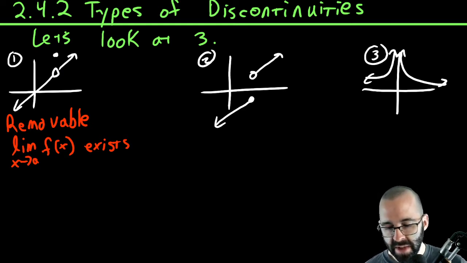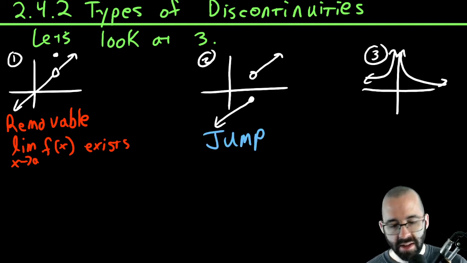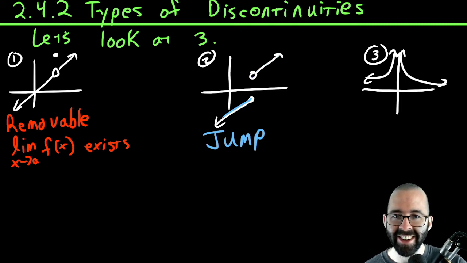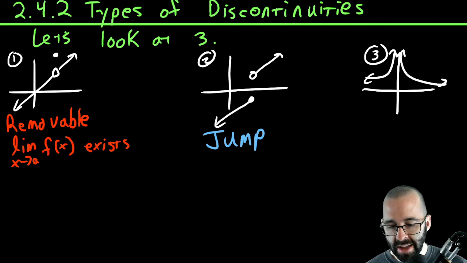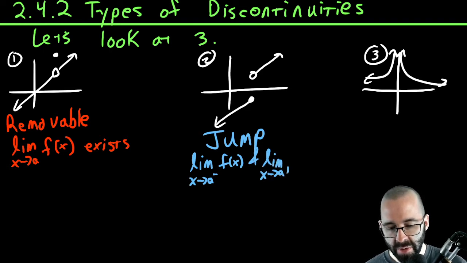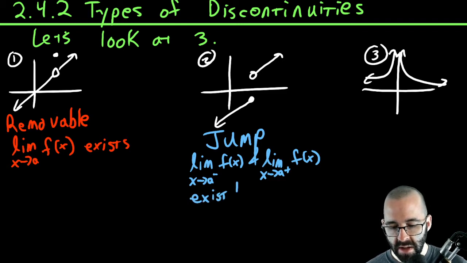The second type is called a jump discontinuity. Why? Well, because it jumps. And here, the one-sided limits exist. So the limit as x approaches a from the left of the function, and the limit as x approaches a from the right of the function, these both exist, but are different. So the two-sided limit doesn't exist.